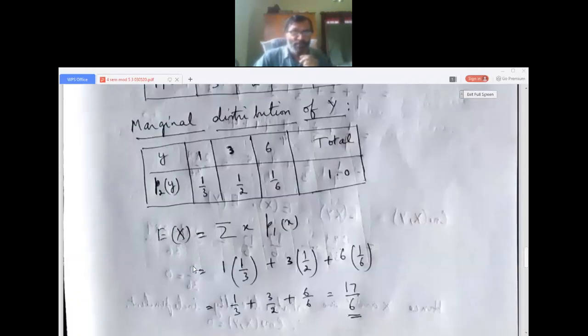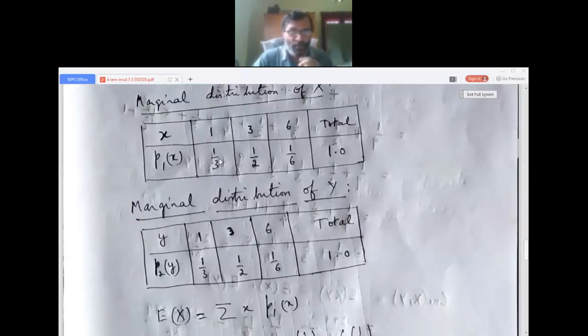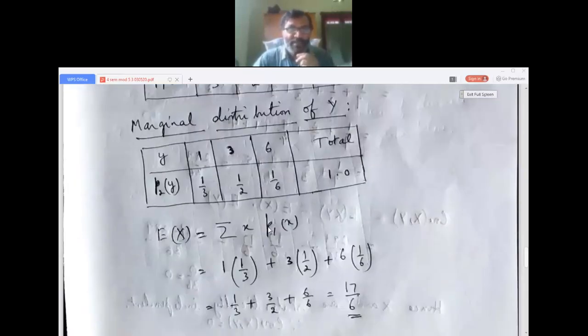So E of x we'll find first, sigma x into P1 of x. When x value is 1, P1 of 1 is 1 by 3; x value 3, P1 of 3 is 1 by 2; x value 6, P1 of 6 is 1 by 6. So 1 into 1 by 3 plus 3 into 1 by 2 plus 6 into 1 by 6. So 1 by 3 plus 3 by 2 plus 6 by 6. I want to add using the LCM, 6. The denominator is the same, so it will be easy; you can go on adding the numerators.